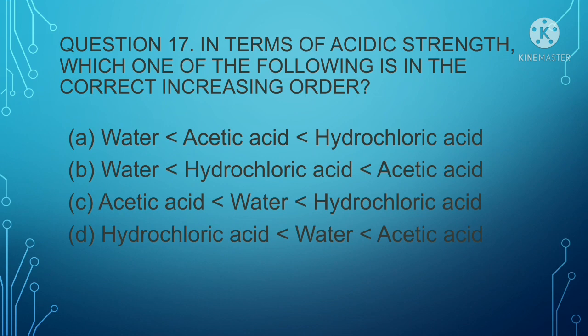Water is a neutral compound, acetic acid is a weak acid, whereas hydrochloric acid is a strong acid. So by this you can understand how the acidic strength is followed. Therefore the correct answer is option A, that is water, acetic acid and hydrochloric acid, which are arranged in the increasing order of their acidic strength.